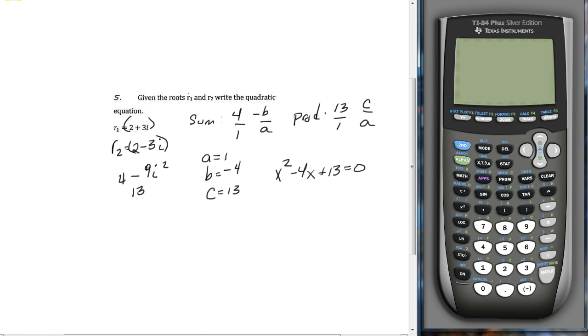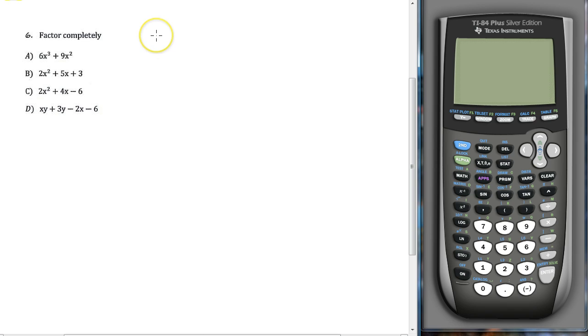Let's try number 6, factoring. So we have 4 types of factoring listed, and so we'll just start off. Now the first one, 6x cubed plus 9x squared. We always look for greatest common factor first. That's what this one is. We take out a 3, that's the number, and x squared. And then 3x squared times what makes 6x cubed? It has to be 2x. And to make a 9, we multiply by 3. And that's the first one.